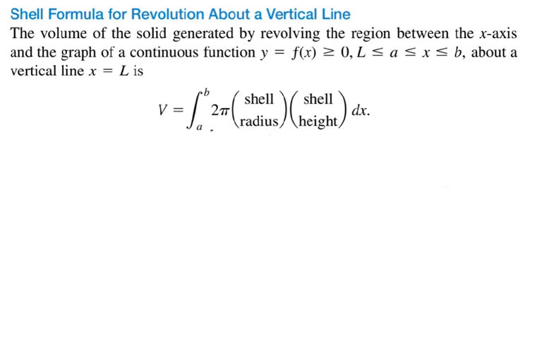So we can find the volume by integrating area, and I just drew you a picture illustrating how we've developed this formula from the area of a rectangle. The volume of a solid is generated by revolving the region between the x-axis and the graph of a continuous function. Here we say that this function f of x has to be greater than or equal to 0, positive. And we're going to rotate it about a vertical line. So my bounds both have to be greater than that line.